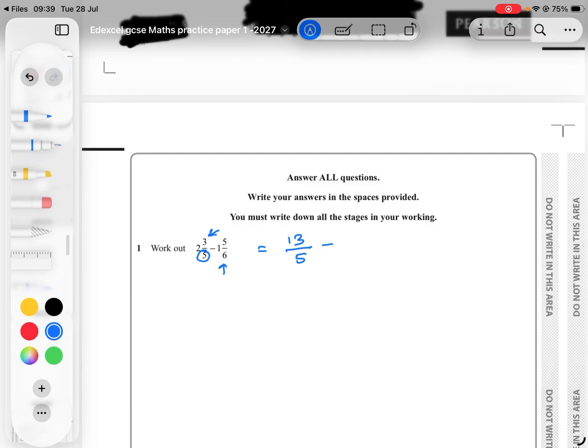Then again, this is a mixed fraction. I need to change the mixed fraction into an improper fraction. So you have to times the whole number 1 times 6, 6, plus the numerator 5. So 11, the new numerator. So 11 over, keep the same denominator 6.